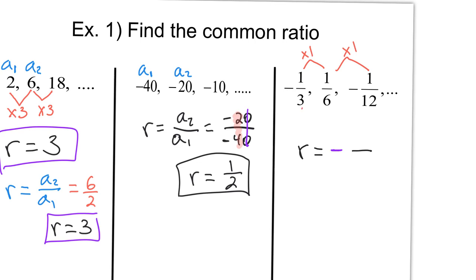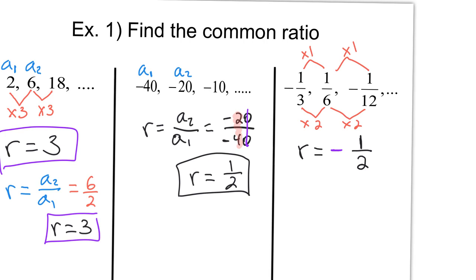On the bottom, you have a 3 and a 6, and then from a 6 to a 12. Well, I need to multiply by 2. 3 times 2 is 6, 6 times 2 is 12. So my common ratio is going to have a 1 on the top and a 2 on the bottom. And it's negative because the signs are interchanging. So my common ratio is negative 1/2.